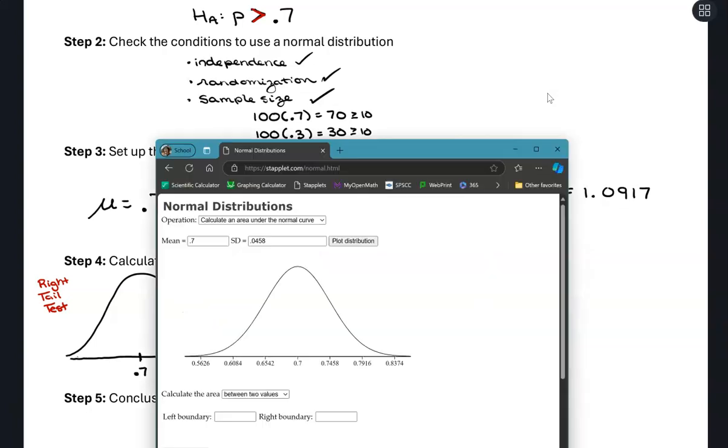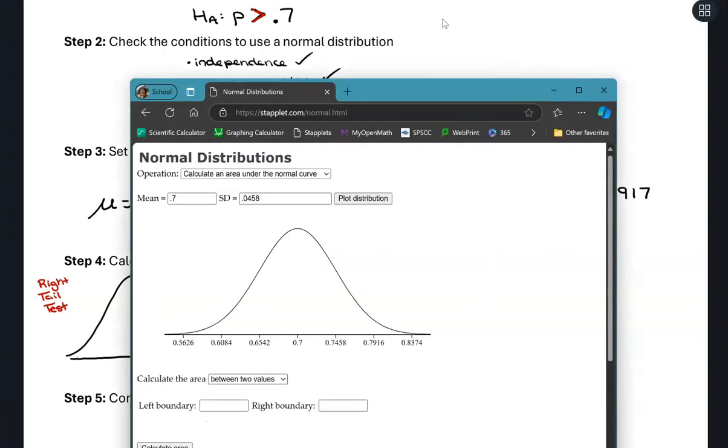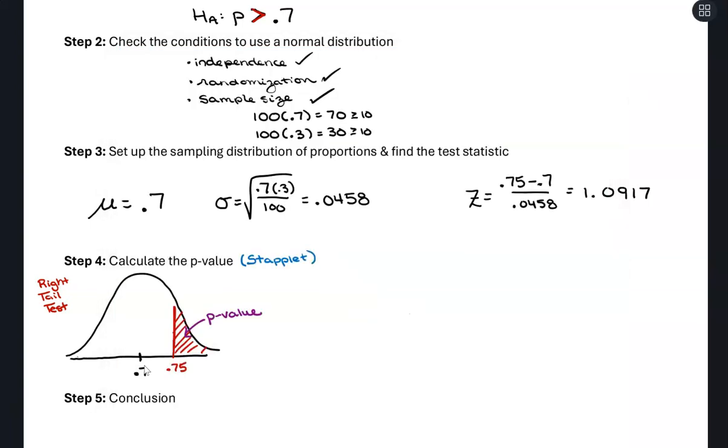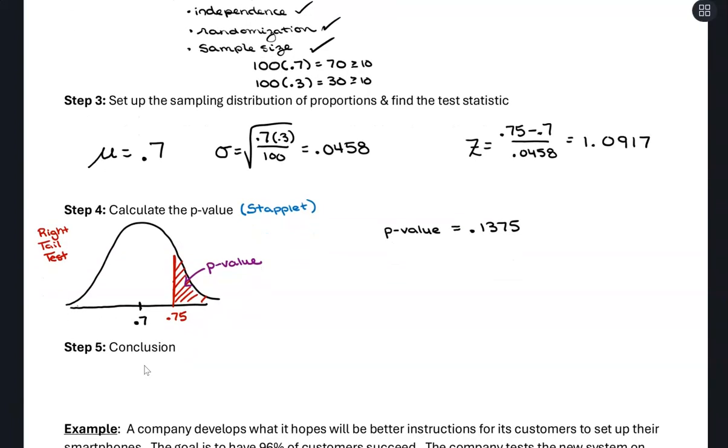So I go to Statlet, and I know it's a right-tailed test, so I'm going to do area to the right. My cutoff is 0.75. And that area is going to be 13.75%. So p-value equals 0.1375. So that's the step of calculating, or really finding, the p-value.